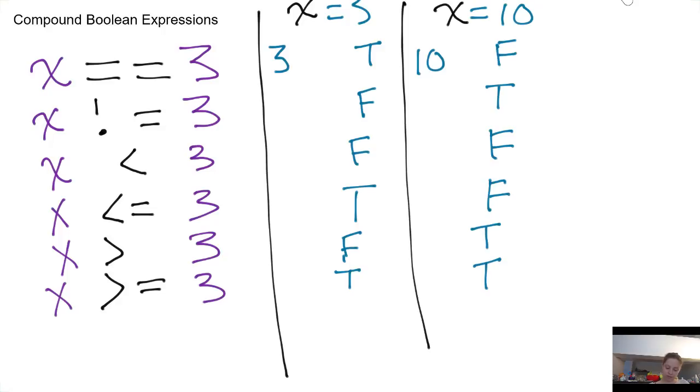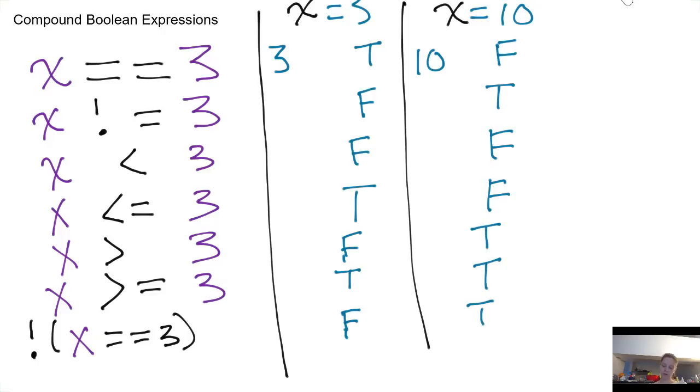You could have an exclamation mark on the outside. So let's just take this top one and add an exclamation mark: not (x is equal to 3). What we do is we first take x is equal to 3, and in the first case when x is 3, that's true. Then this exclamation point on the outside means not, so the result here will be false. If we do 10 for x, 10 is equal to 3 is false. But then you have the exclamation mark on the outside, which says not false, which is true.